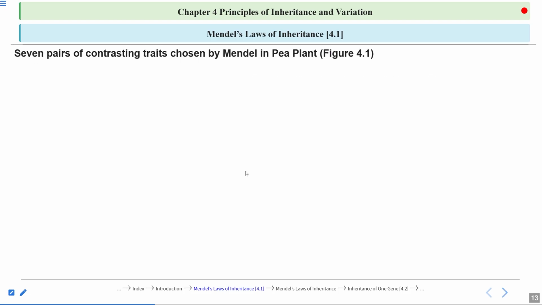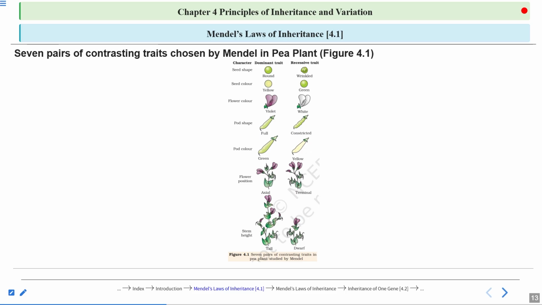Now, 7 pairs of contrasting characters chosen by Mendel in the pea plant. Let's have a look at this figure 4.1. You can see here, these were the characters. Seed shape can be round or wrinkled. Seed color can be yellow or green. Flower color can be violet or white. Pod shape can be full or constricted. Pod color can be green or yellow. Flower position can be axial or terminal. Stem height means the height of the plant can be tall or dwarf.